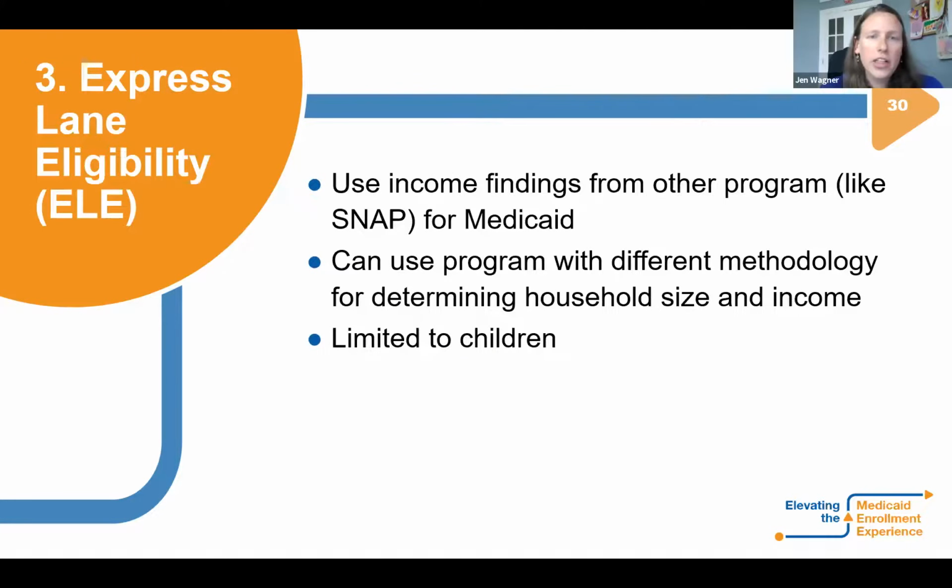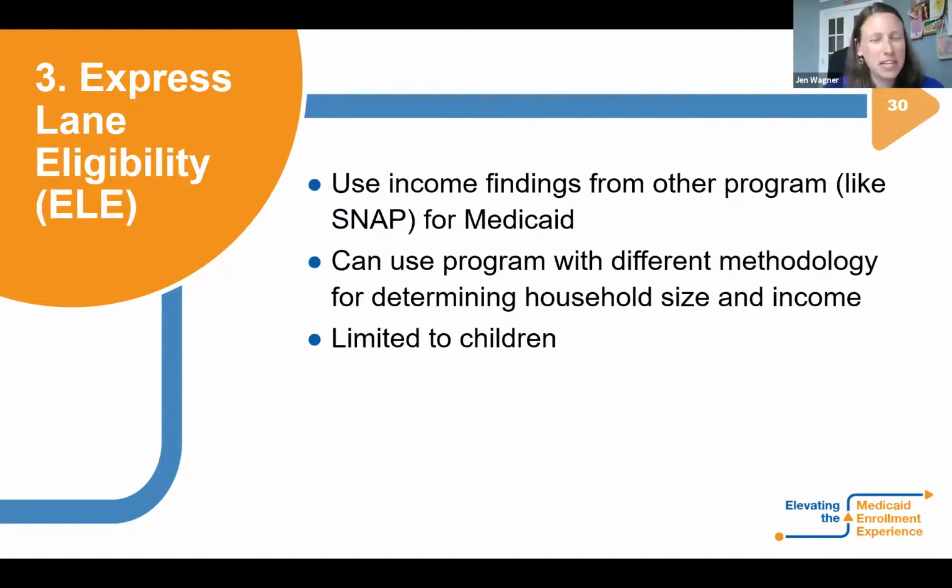The third option is the one that's been around for a while, Express Lane Eligibility, or ELE. And ELE allows you to use income findings from another program, like SNAP, for Medicaid. It can also be other programs that are identified as the Express Lane agency for purposes. Now, this is arguably the most generous one because they really waive the different methodologies used in the different programs for household size and income. So you can disregard some of those nuances and say, if they're on X program, they're eligible for Medicaid. The one thing is that it's limited to children.